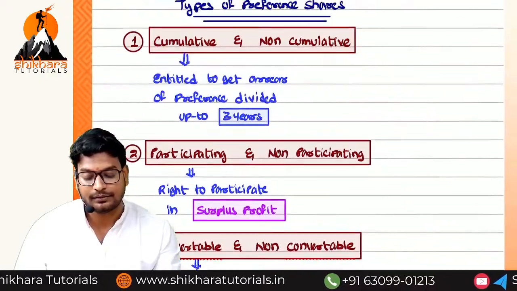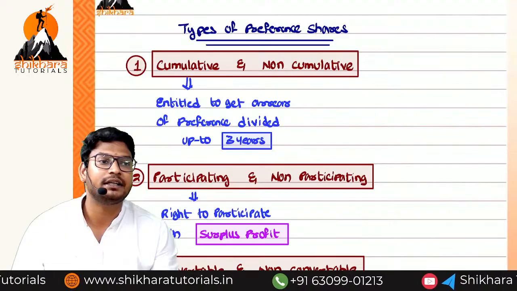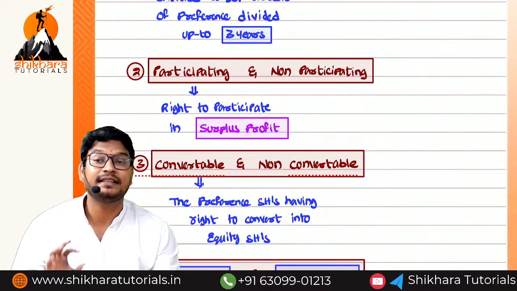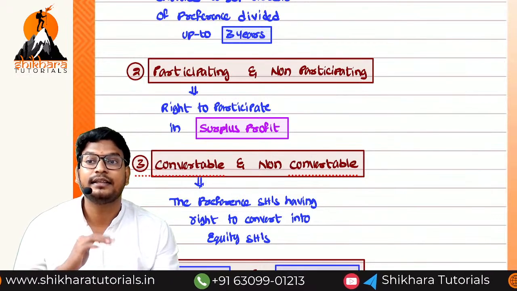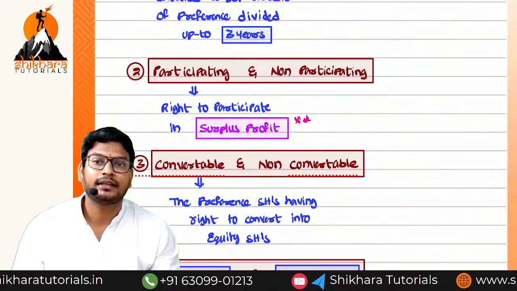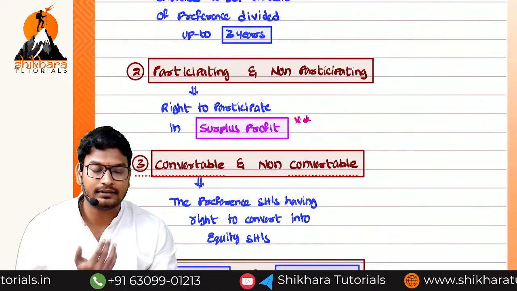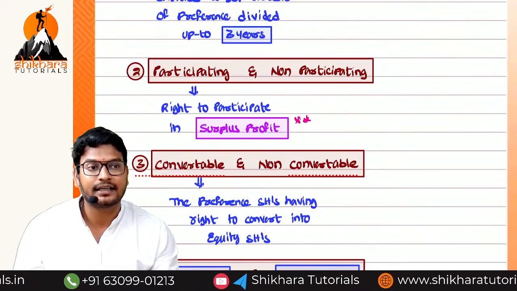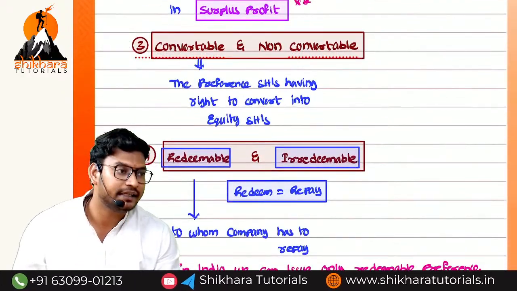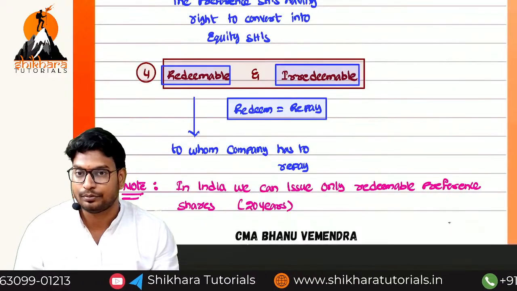What is the first one, ma? Cumulative and non-cumulative. Cumulative means having a right to receive the unpaid dividend up to how many years, ma? 3 years. Participating means participating in the surplus profits. In the surplus profits, it is the most important, ma. They may ask the MCQ. Okay, na? They will give the 4 options: surplus profits, decision making and the remaining. So we have to tick the correct one, surplus profits. Convertible means having the right to convert into equity shares. Redeemable means we have to repay. Must and should, the preference shareholders have to be repaid.